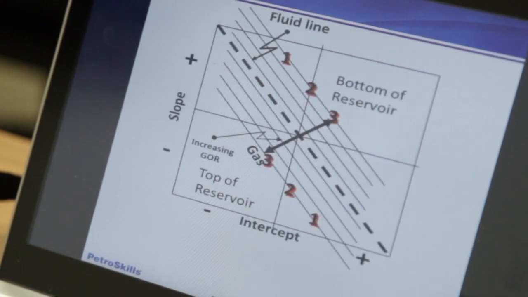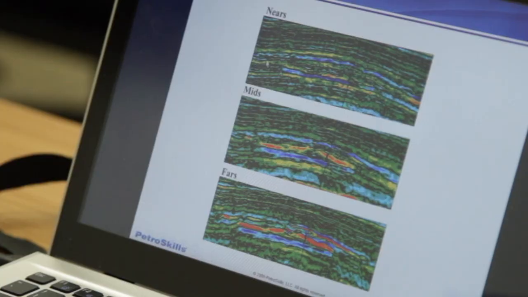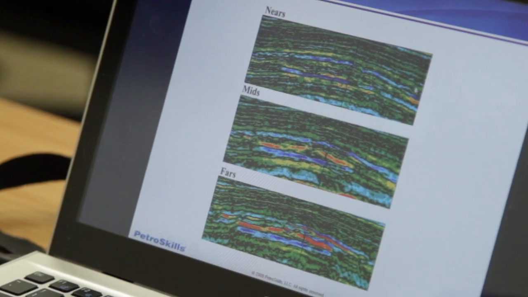And there are a lot of other techniques that I can use to map that. But essentially, the basic thing I want to do is take my original stack and divide it up into nears and fars and plot those and see what they look like. Here's an example of that, where the upper figure is my near stack, the lower figure is my far stack, and you'll notice through the zone of interest there's a significant change in amplitude.